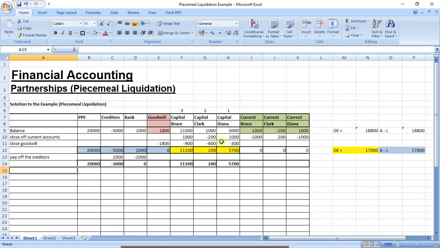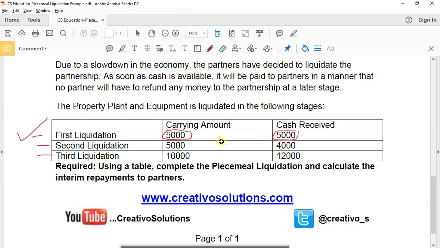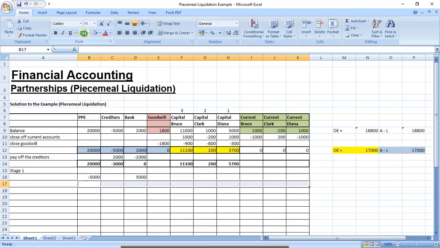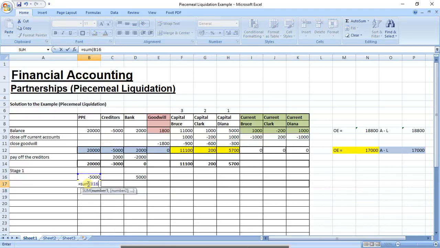So stage number 1, obviously there's proceeds received from the sale of PPE. My property, plant, and equipment is coming down by 5,000 and my bank is going up by 5,000 because I'm realizing cash. That's the first stage in liquidation. Again, if I sum up, I'm left with those balances.